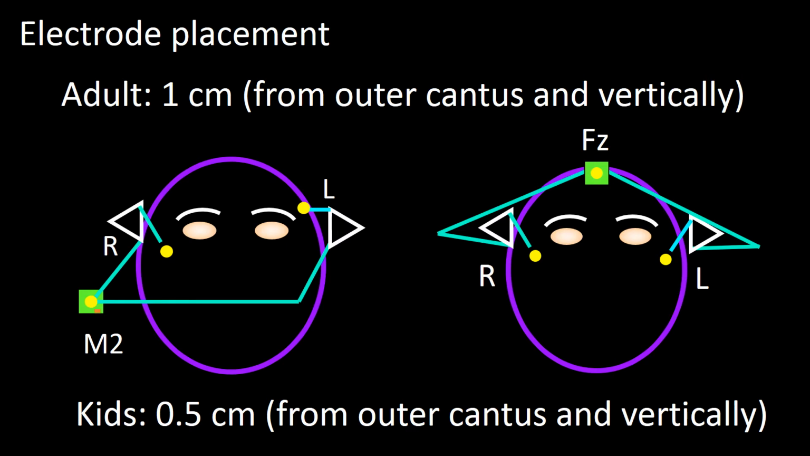Electrodes for eye monitoring in the adult should be placed 1 centimeter below or above and 1 centimeter lateral to the outer canthus. In children, instead of using 1 centimeter, we use the measurement of 0.5 centimeters, but place them in exactly the same arrangement. I have introduced in this frame the 2 eye movement montages that I have just mentioned.